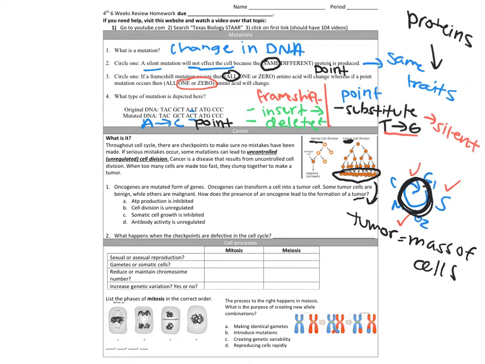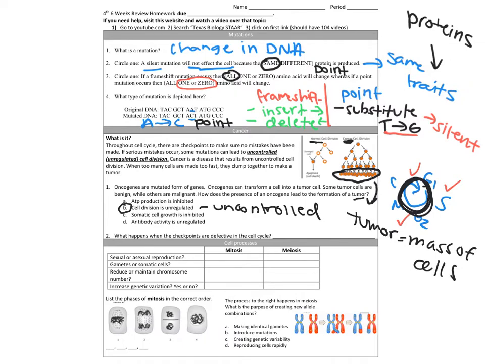Well, I just said a tumor is a mass of cells. How do we get that mass of cells when that cell division goes way too fast? It's out of control. Another word for uncontrolled is unregulated, because when you regulate something, you are controlling it. And un just means not. So not regulated or not controlled.